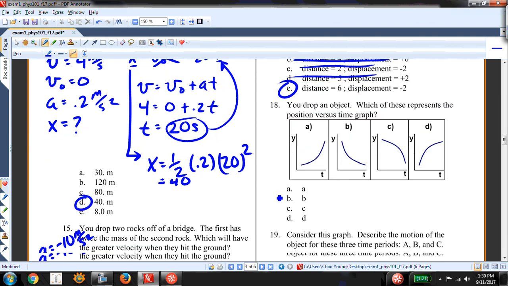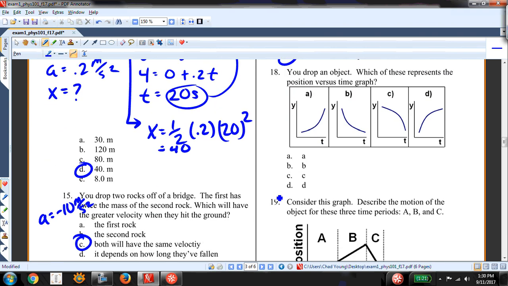You drop an object. Which of these best represents the position versus time graph? Well, first of all, when I drop it, it has a negative speed, a small negative speed, and it gets bigger. So this is going to be my small negative speed and getting bigger. C is the right answer.